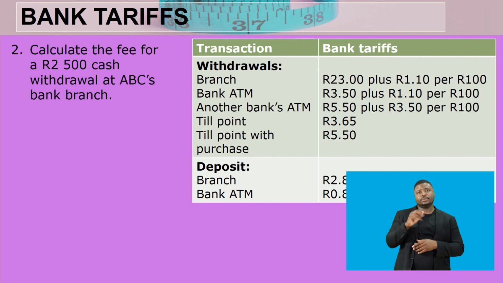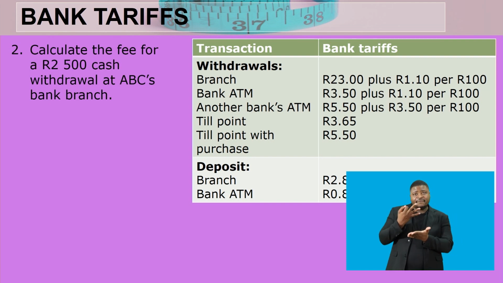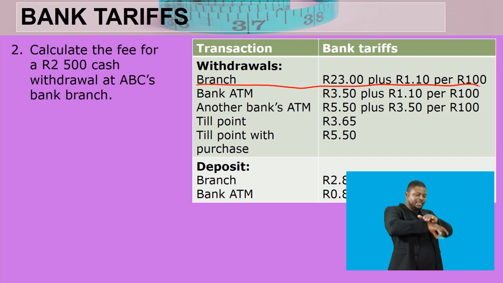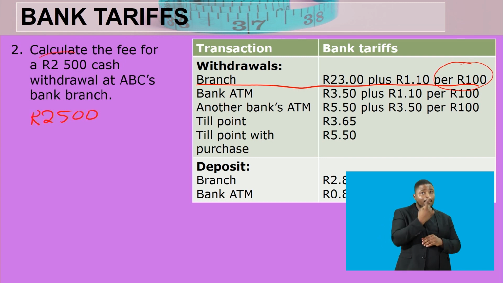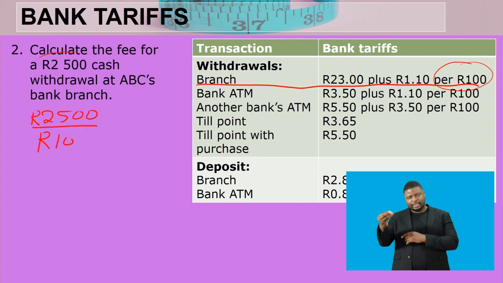Question 2 says, calculate the fee for a 2,500 cash withdrawal at ABC's bank branch. So now Zanele decided to withdraw this money inside the branch. So we are focusing on this one. Therefore, we are doing the calculation. Whenever the question says per 100 Rand, it means from the amount that has to be withdrawn, we need to find how many 100 Rands we have there. So we're going to start by saying 2,500 divided by 100, because we want to find out how many 100 Rands are inside 2,500.